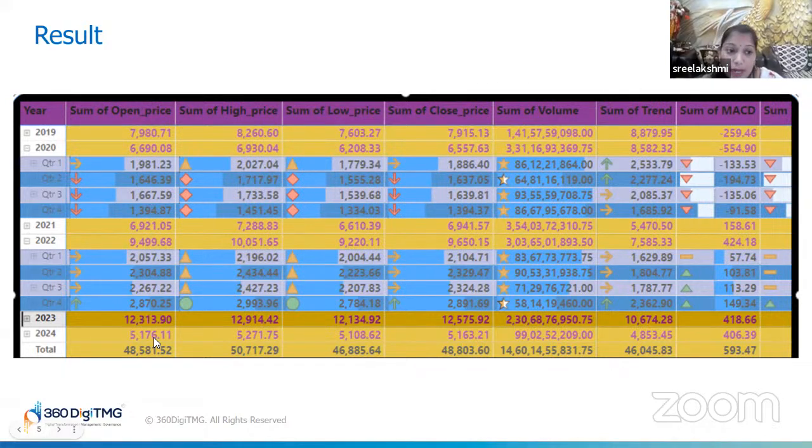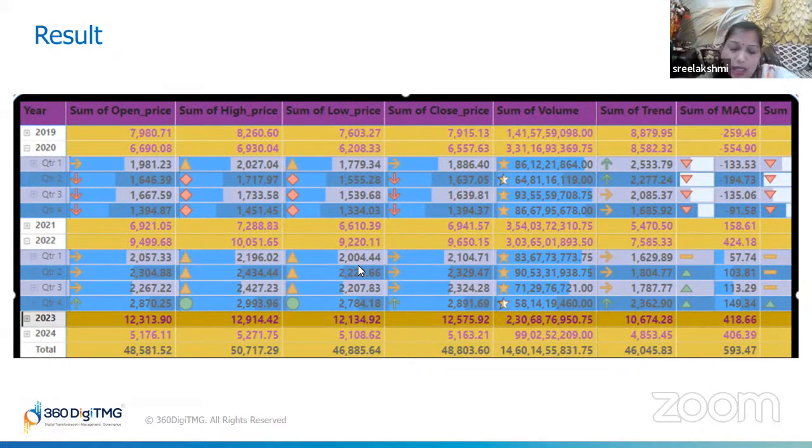In 2023, the price of this coal, if you concentrate on it, is around 12,313. You can say it as dollars, like $1 million for a ton of coal. And in 2024, as of now, we can see there is a drop. We had the data only till the starting of the month. So this is what we have analyzed till April of 2024, right?